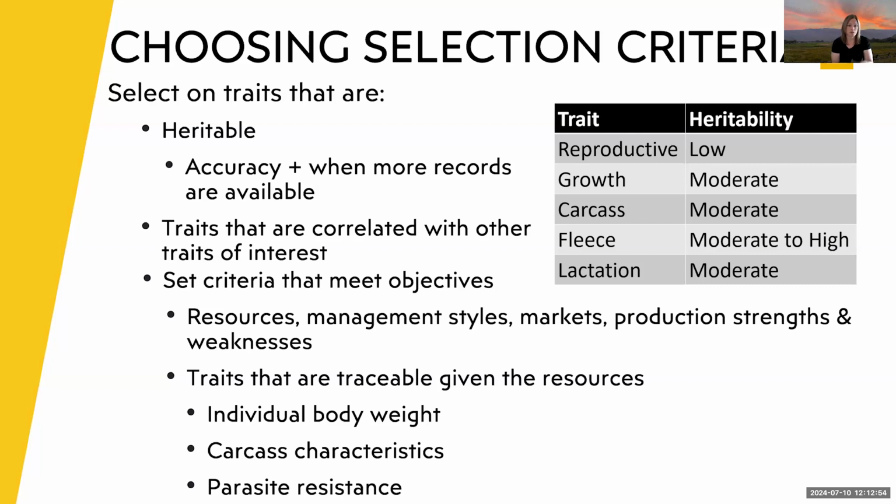And then we also, of course, I've said it a couple of times already, but we just want to make sure those traits are traceable. So if we're going to be selecting on something, we want to be able to quantify whether we're gaining in that department at all. So body weight, carcass characteristics, parasite resistance is one that we haven't discussed yet, but if you have an animal that is always wormy and you're always having to do something with her, she's probably not the best one to keep daughters out of.